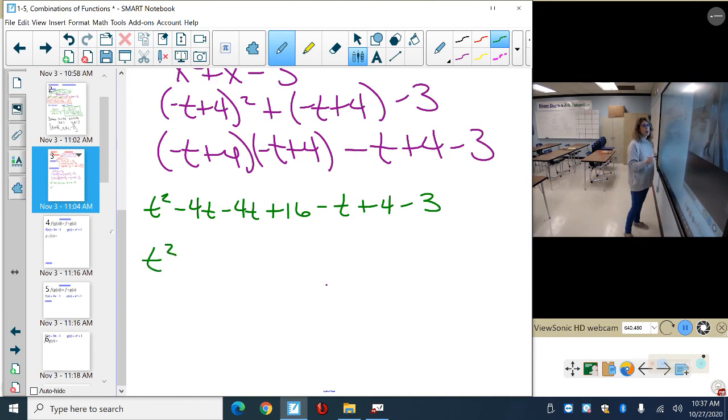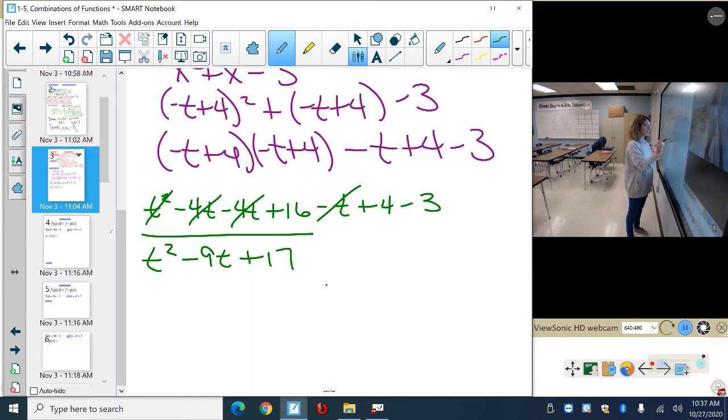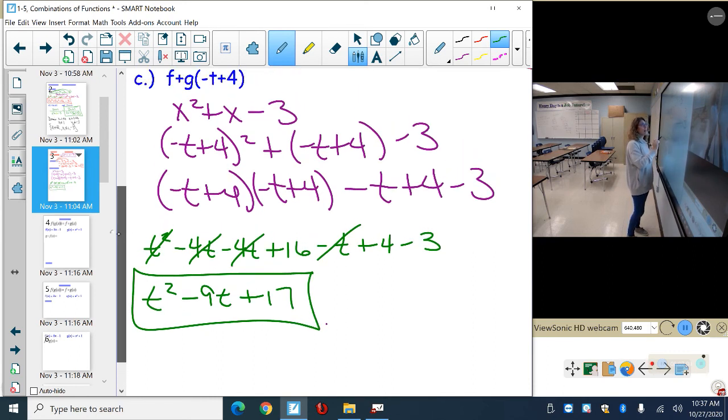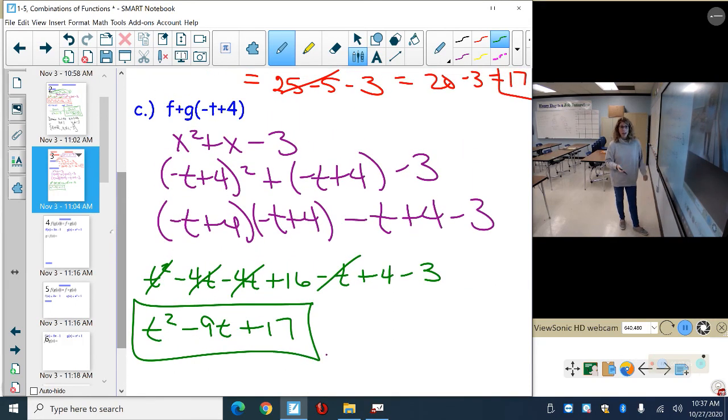Drop down the t squared. -4 and -4 is -8. Minus t is going to be -9. So I had talked about all of those. 16 plus 4 is 20. Take away 3 is going to be 17. So when you plug in an expression, you get an expression out.